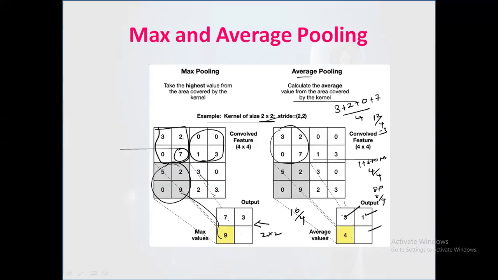If you are applying, you will get the value like this. So it will calculate the average value from the area covered by the kernel. And in max pooling, what it will do, as the name itself says, we take the highest value from the area covered by the kernel, 2 cross 2 kernel.